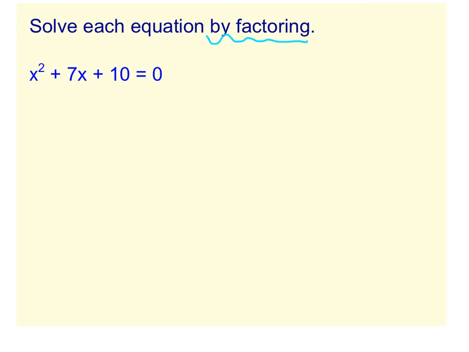So this is a trinomial without a number in front of the x squared. So you're going to take factors of 10 that add up to 7. So if we think factors of 10 that add up to 7, we get 2 and 5. We're going to go ahead and factor this. That turns into x plus 2 times x plus 5, and that is equal to 0.